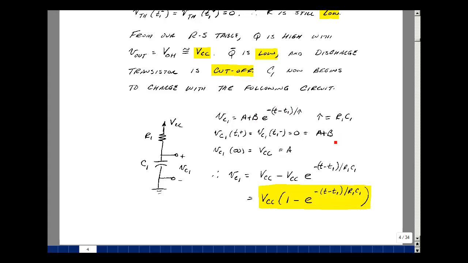Now, if you wait long enough, the capacitor will become an open circuit, and the voltage across here will just be equal to the power supply minus the drop across the resistor, but we're not drawing any current, so this is going to be equal to the power supply. So it's the value of A. So now I go back and solve for the voltage across the capacitor. So we know that A is equal to VCC, and we have A plus B is equal to 0, so B must be the negative of A. Just pull that out in front. So I've got VCC times 1 minus the quantity e to the minus (t minus t1) over R1C1 for the expression of the charging capacitor.